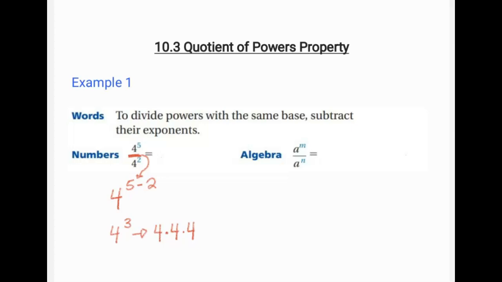In the same case with the algebra, the first step is always looking at the base. Our base is A. Both the top and the bottom have a base of A, so we can do this operation. And the division right here tells me I need to subtract my exponents. So my exponent becomes m minus n. And since those are not numbers, we're just going to leave it the way it is.